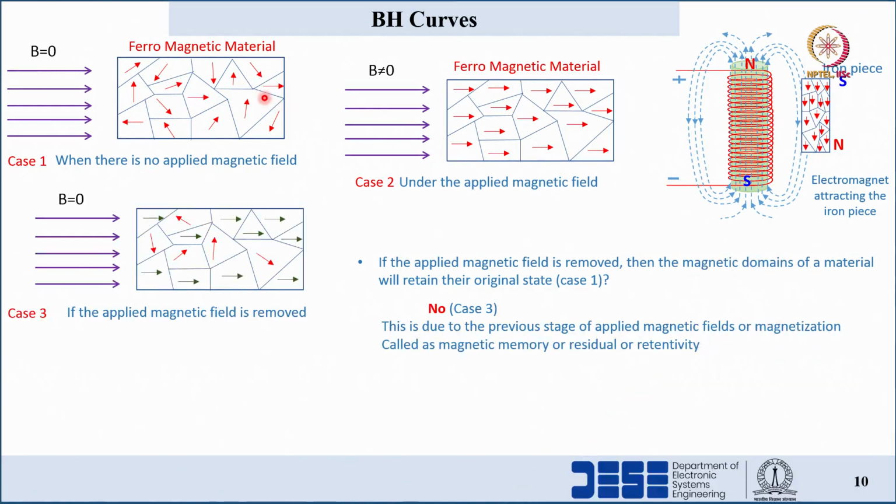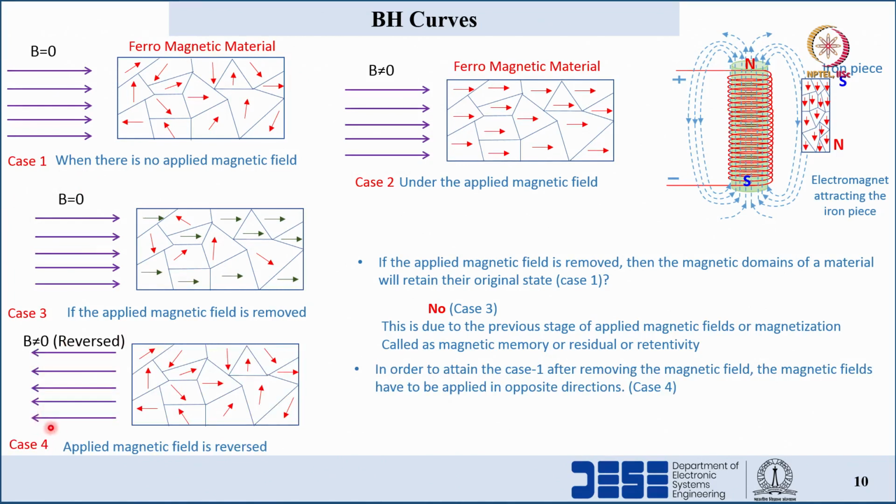The answer is no, because of the magnetic field applied at the previous stage and the magnetic properties of the domains. So, if we remove the magnetic field also, still some domains are aligned in the direction of the applied magnetic field in the previous state. This is called magnetic memory or residual flux or retentivity, different names we can call it. In order to bring it to its original state, where the magnetic domains are randomly oriented, we have to reverse the magnetic field. If we reverse the magnetic field, here at the left side corner, case 4, we can see where the magnetic fields are reversed.